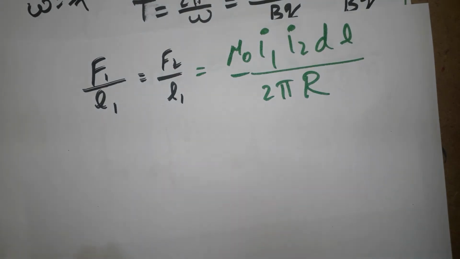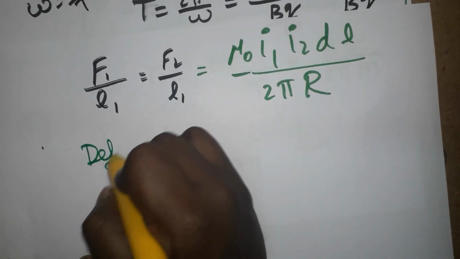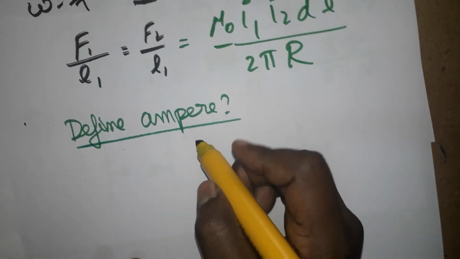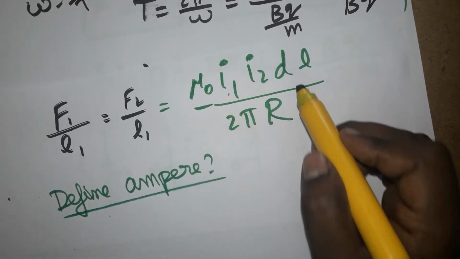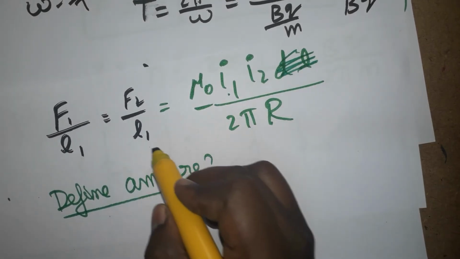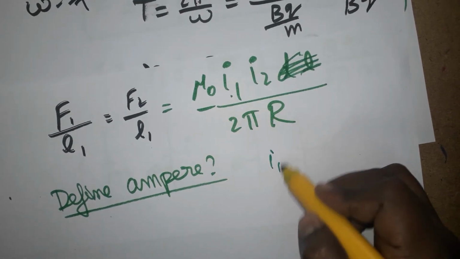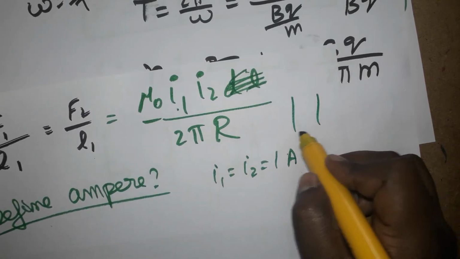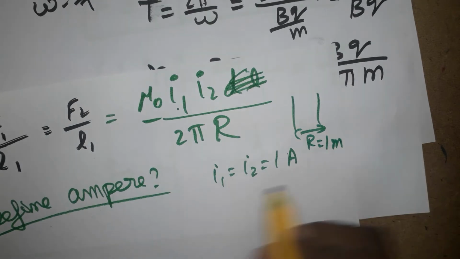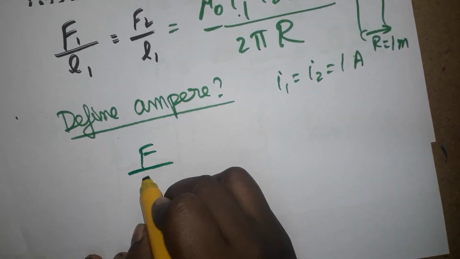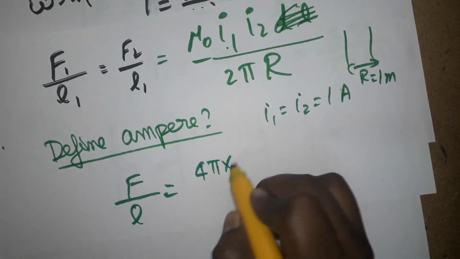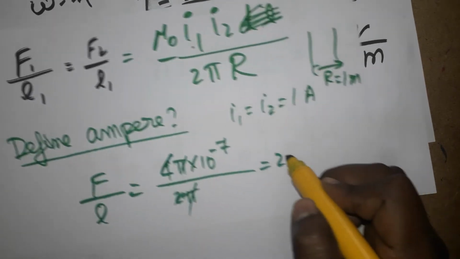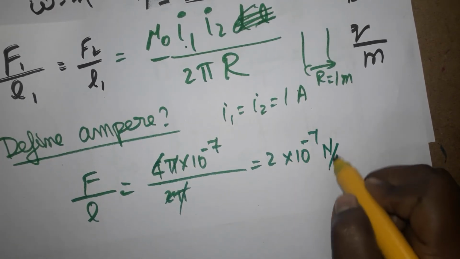The next thing, define ampere. Define ampere is a very basic term we are going to define. When the current is 1 ampere and length is 1 meter, here we won't get dl. Current is 1 ampere, I1 is equal to I2 is equal to 1 ampere. The distance between the two wires I have taken as r is equal to 1 meter. When this is happening, we'll get force per unit length equal to mu naught, which is 4 pi into 10 power minus 7, divided by 2 pi, with everything else 1. This gets cancelled, and it's going to be 2 into 10 power minus 7 Newton by meter, force per unit length.